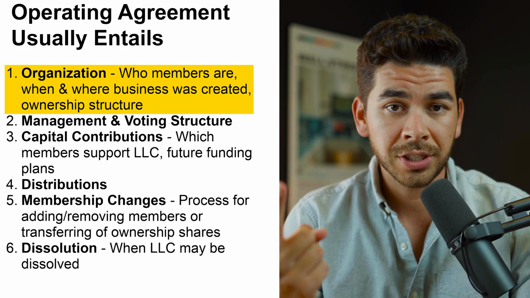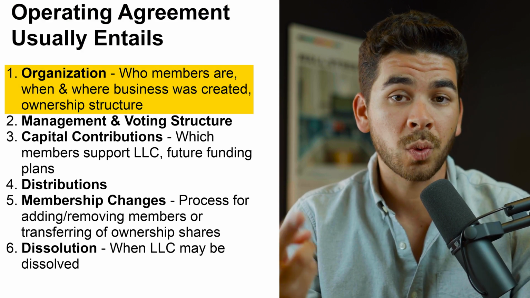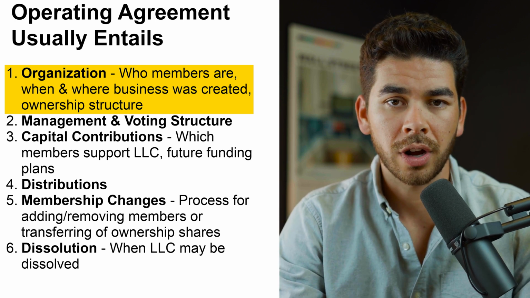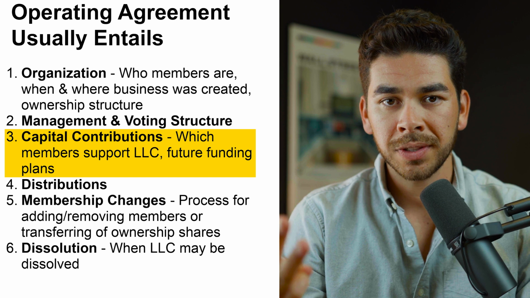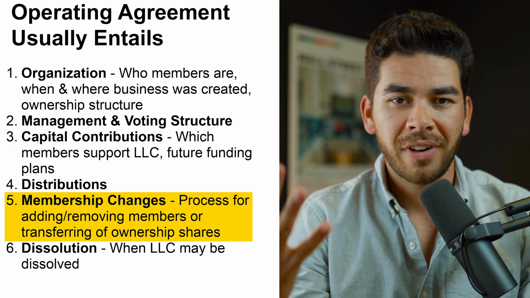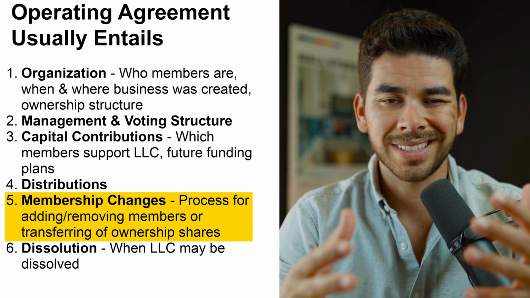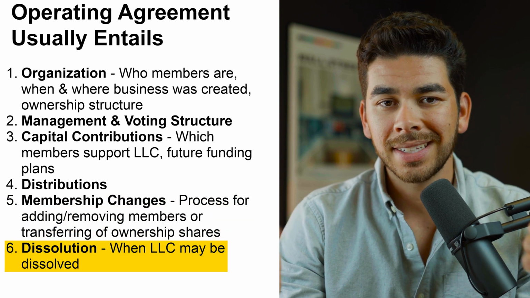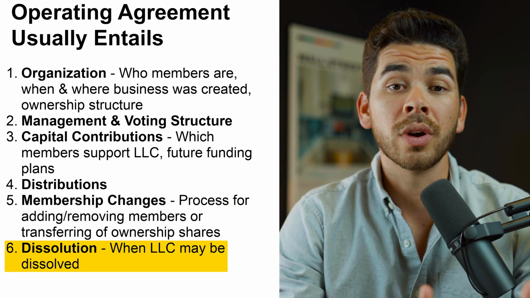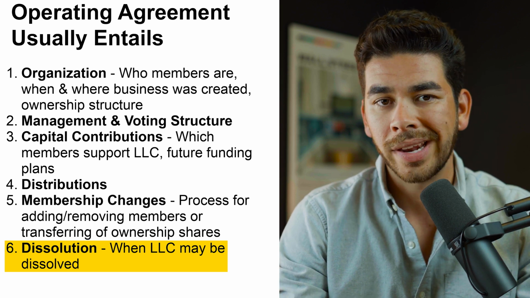The first one is organization, who the members are, when and where the business was created, and the ownership structure of the business. Number 2 is management and voting structure. Number 3 is capital contributions. Number 4 is distributions. Number 5 is membership changes. This is the process of adding or removing members or transferring the ownership of shares. And 6 is dissolution. In the unfortunate event that you do have to dissolve your LLC, then you can go ahead and outline it here.